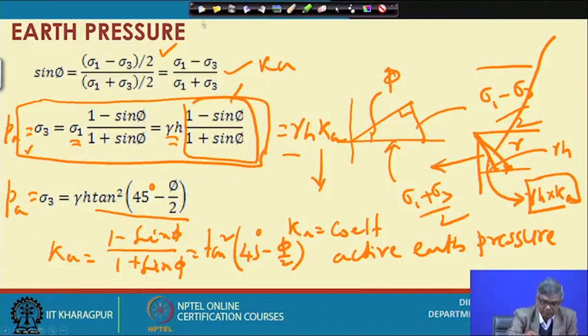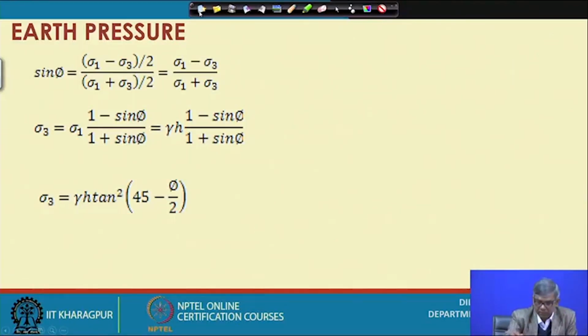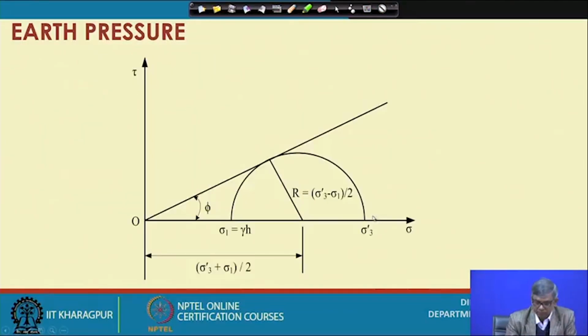Next, if I go to this one, the passive case, you can see again this corresponds to the passive case.